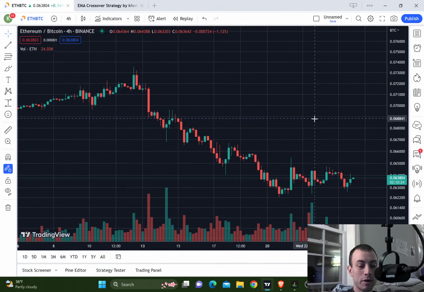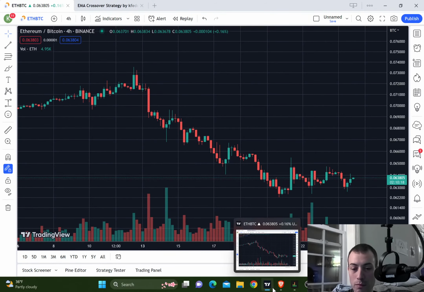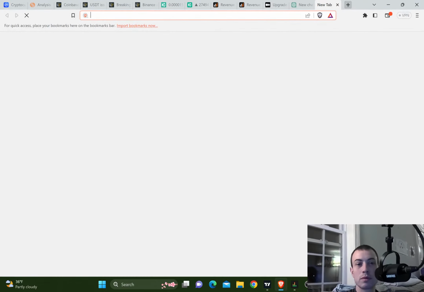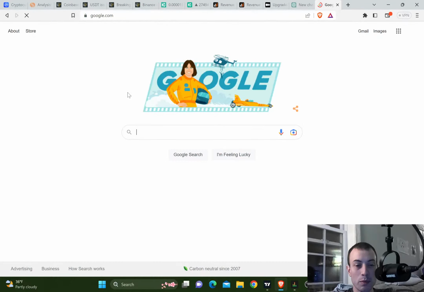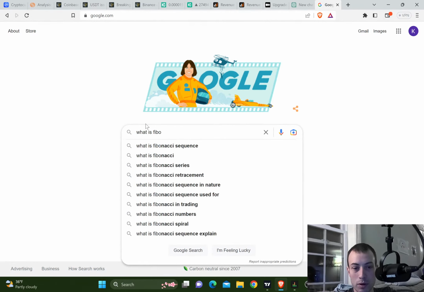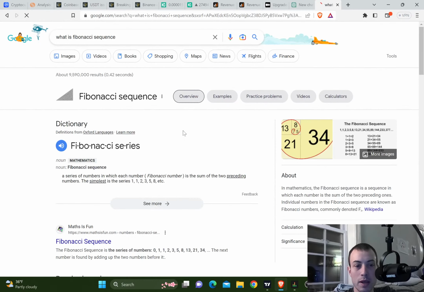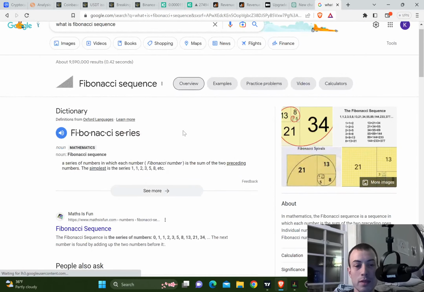I'm no expert on the definition of Fibonacci, but I will bring it up briefly since it's a very powerful tool, and I think we should understand what the Fibonacci sequence is. In mathematics, it's a series of numbers in which each number is the sum of the two preceding numbers. The simplest series is 1, 1, 2, 3, 5, 8, etc. You'll notice that it makes a spiral-out kind of pattern.